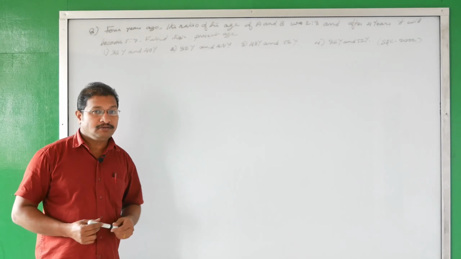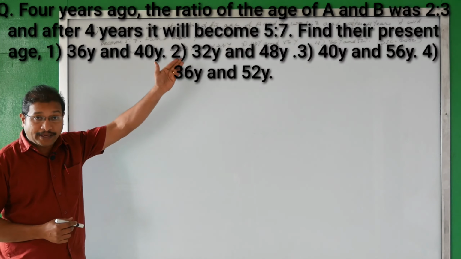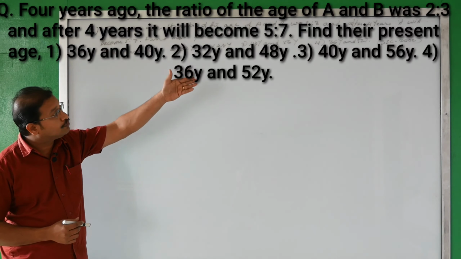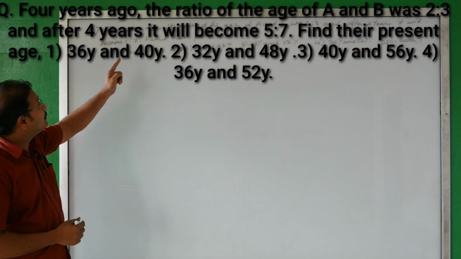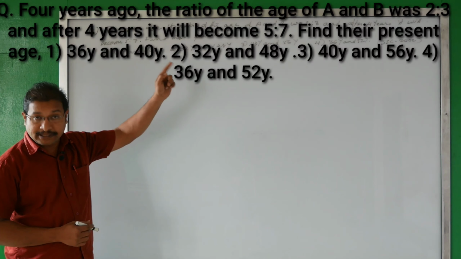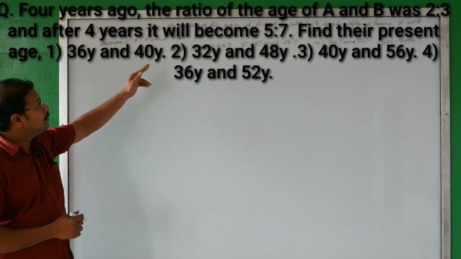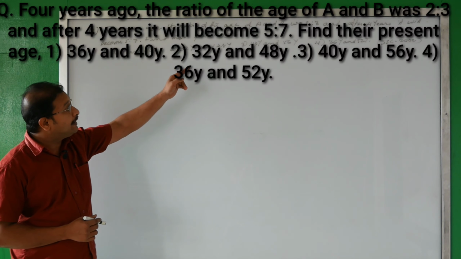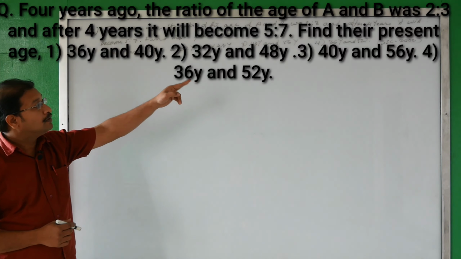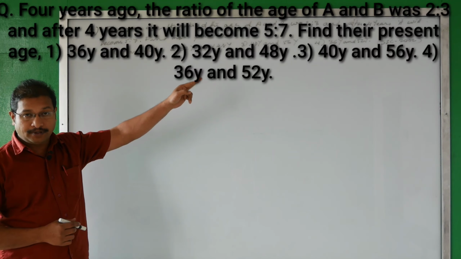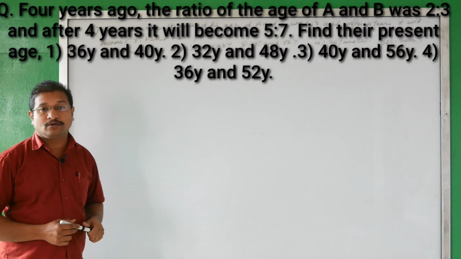Let's see the next question. I'll read the question now. 4 years ago, the ratio of the ages of A and B was 2:3, and after 4 years, it will become 5:7. Find their present ages. Option 1, 36 years and 40 years. 2, 32 years and 48 years. 3, 40 years and 56 years. 4, 36 years and 52 years. This also came in the 2002 SSC question paper.